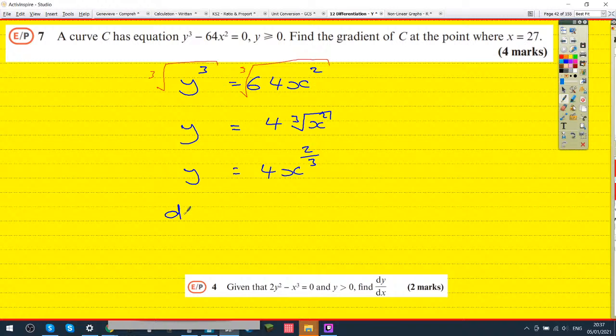Now you can do what you like. And then you multiply that by 4. 2 over 3 by 4, which is 8 over 3 x. And then you do 2 over 3 minus 1, which is minus a third. And then you can substitute 27 for x.